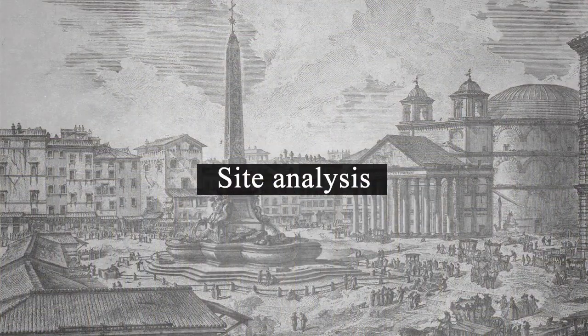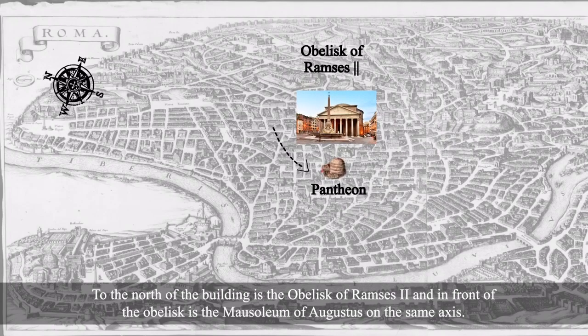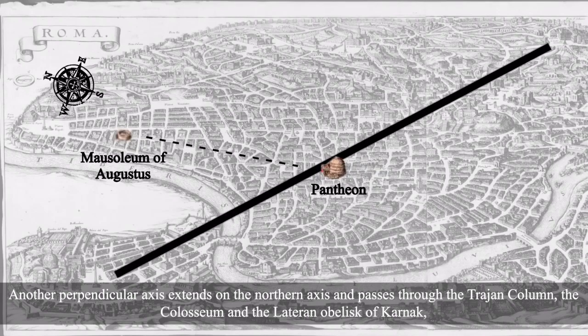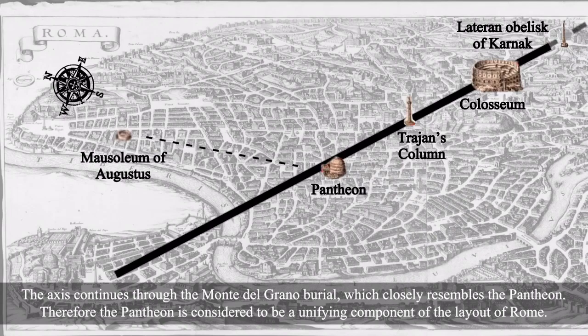Site analysis. To the north of the building is the obelisk of Ramses II, and in front of the obelisk is the mausoleum of Augustus on the same axis. Another perpendicular axis extends on the northern axis and passes through the Trajan Column, the Colosseum, and the Lateran obelisk of Karnak. The axis continues through the Monte Grano burial, which closely resembles the Pantheon. Therefore, the Pantheon is considered to be a unifying component of the layout of Rome.